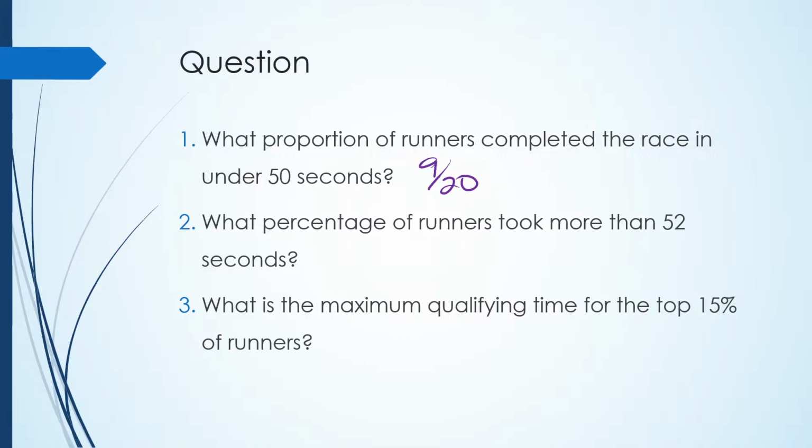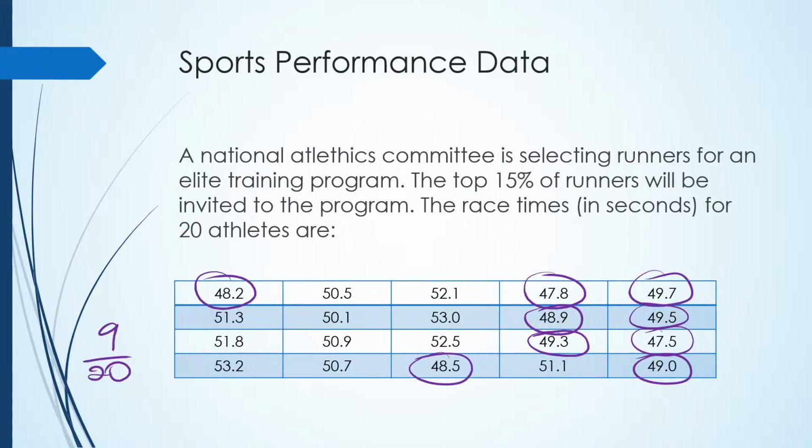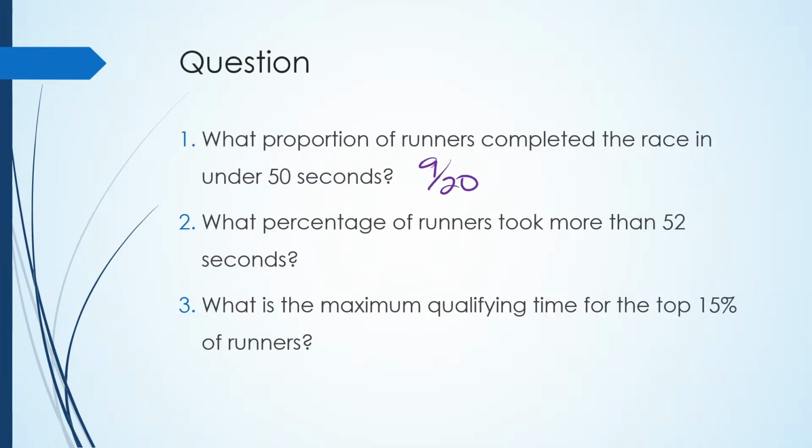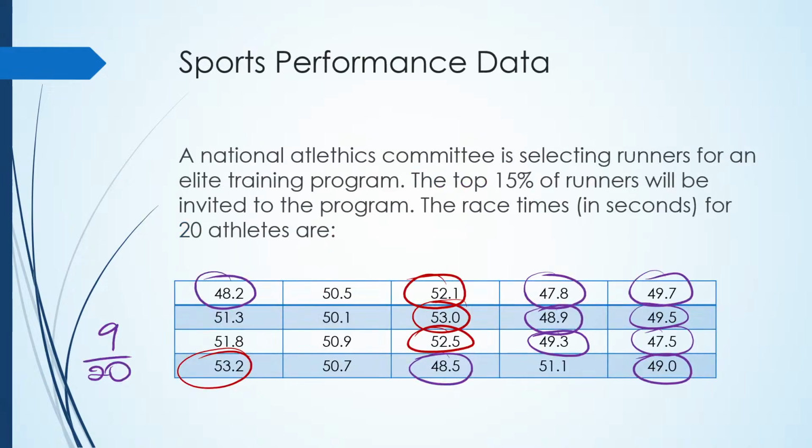What percentage of runners took more than 52 seconds? All right, let's look at changing the color here now. 52 seconds we're interested in. So this is 1, 2, 3, and then 4. So we have 4 out of the 20. So what percentage? 4 out of 20 multiplied by 100. 5, so it is 20%. Right, so 20% of the runners took more than 52 seconds. And yeah, that's it.